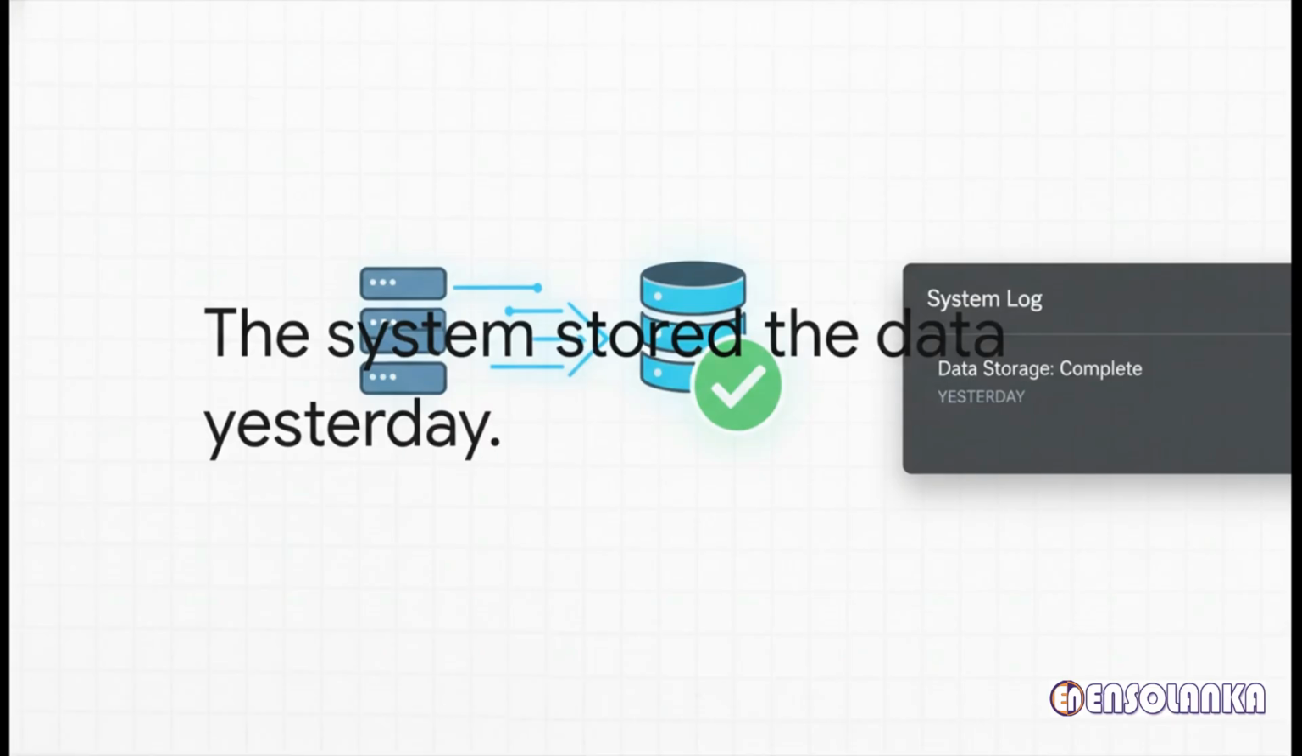All right, let's jump into the past. The system stored the data yesterday. This is the simple past. The action is finished, it's over, it's complete. This is exactly the kind of precise language you need for an incident report or a change log to describe an event that's already happened.